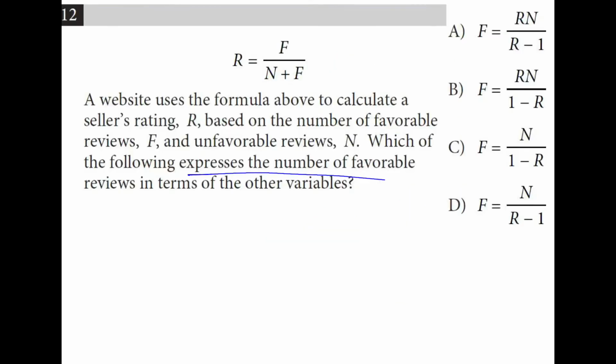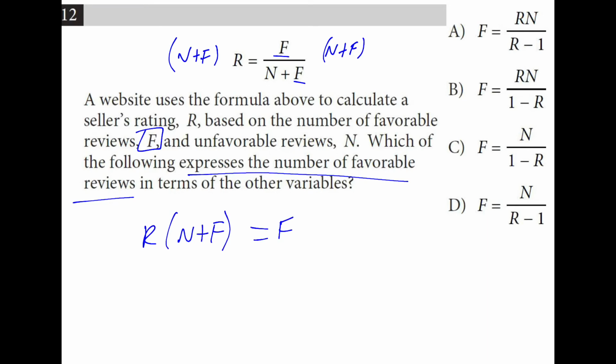They want to know which expresses the number of favorable reviews in terms of the other variables. Favorable reviews is f, and f shows up in a couple places, so I have to do some math to get it all by itself. The first thing I'm going to do is multiply by this expression n plus f on both sides. Cancels out on the right. Then I'll distribute.